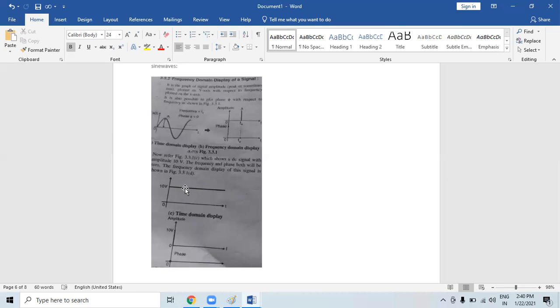The frequency domain description of the signal is called the frequency spectrum. A square wave is made up of the fundamental and odd harmonics: third, fifth, seventh, and so on.